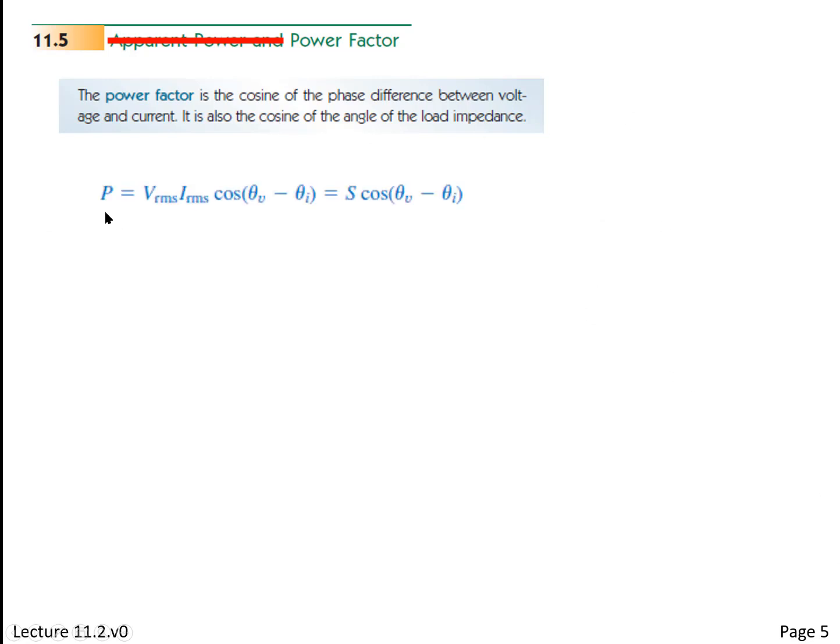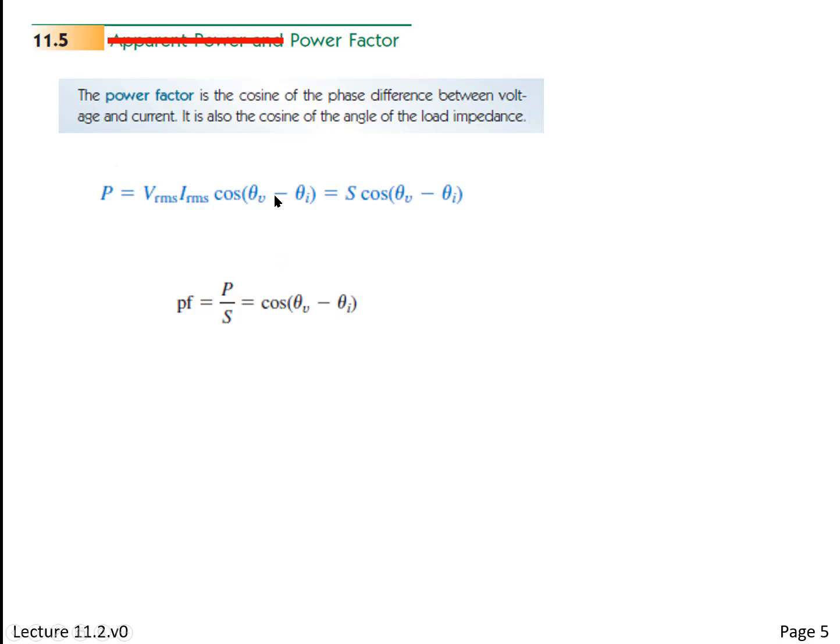Okay, so the power is then the RMS voltage times the cosine of that difference in angle. We saw this already, right? What we want to know is, what's the power factor? It's a definition. If I take the cosine of the difference in those two angles, that's the power factor.